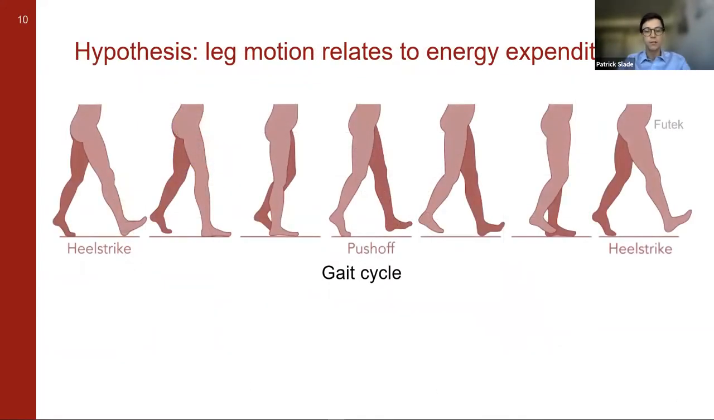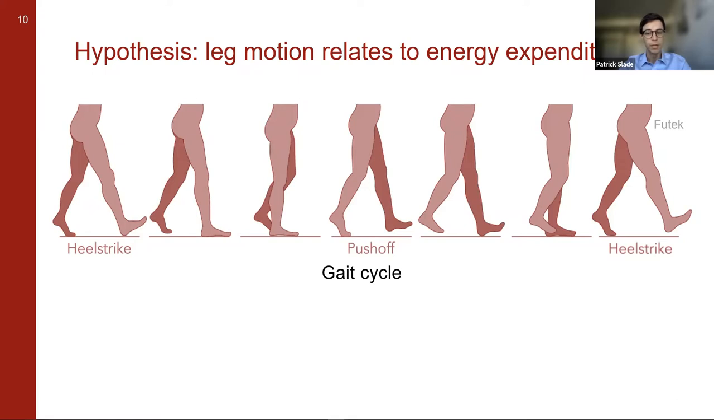So our hypothesis as we're trying to tackle this problem, estimating energy expenditure, is that leg motion relates to energy expenditure. Like we just talked about, muscles burn energy and create motion. And so if we look at that motion, we can probably understand more about how energy is expended.